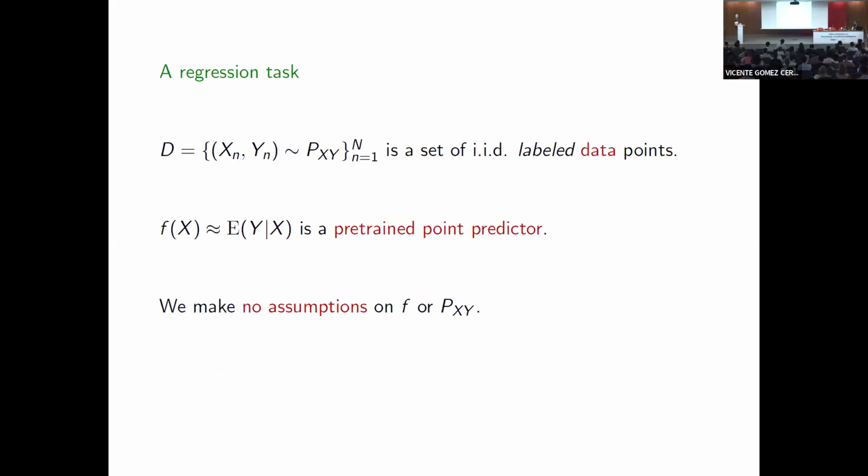So we can start. I focus on regression, and we have some labeled data, just to remind that this is all about supervised learning. And I assume IID because it's simple. We can relax this assumption a little bit, but let's keep it simple here. And we also have a pre-trained point predictor. A point predictor is just a prediction model, but the key point here is that it's pre-trained.